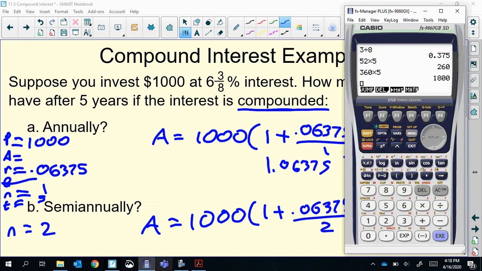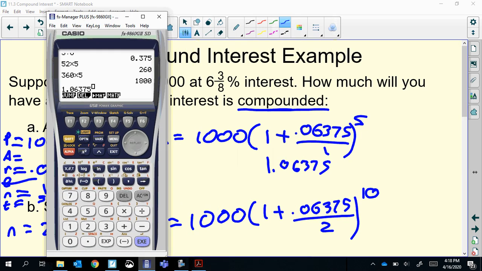So for all of these, we do parentheses first. So that's 1.06375 to the power of 5. And then times 1,000. So that's 1362.07.